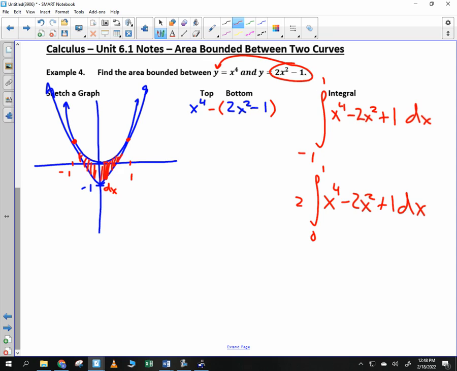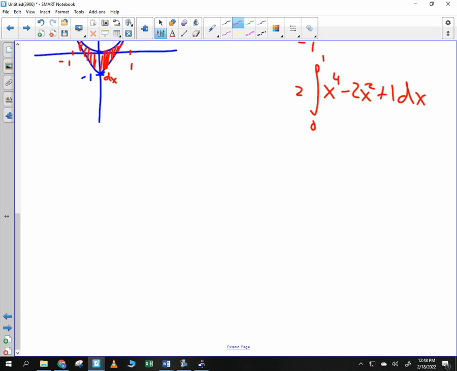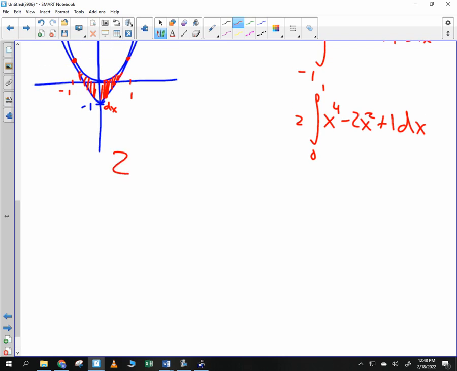Where I choose to say, you know what? Just because you see -1 to 1 doesn't mean that you could double it. You have to see that the graph is symmetrical. See what I'm saying? And once you notice that, you can say, okay, we'll go from 0 to 1 and we'll double it. It's a nice little trick. And now this becomes a very easy problem. You just take 2 times, what's the antiderivative?